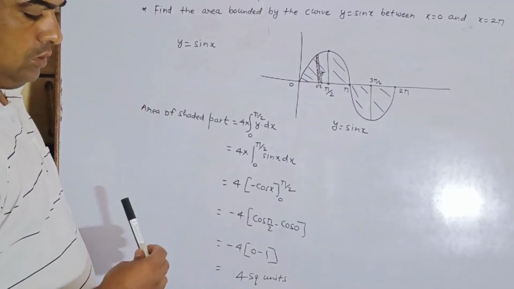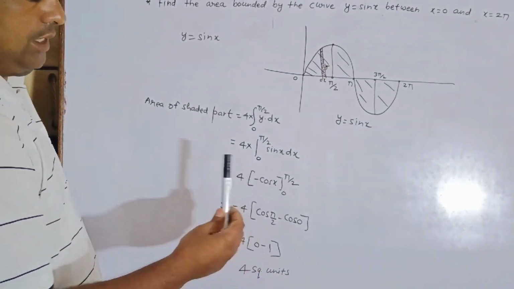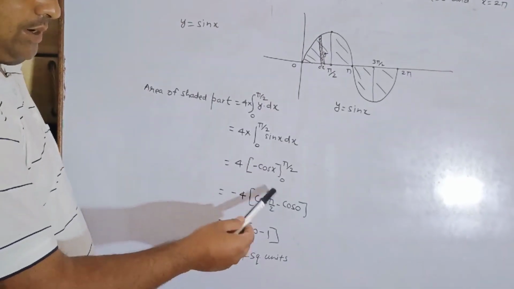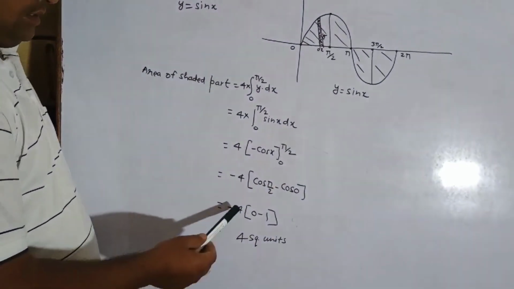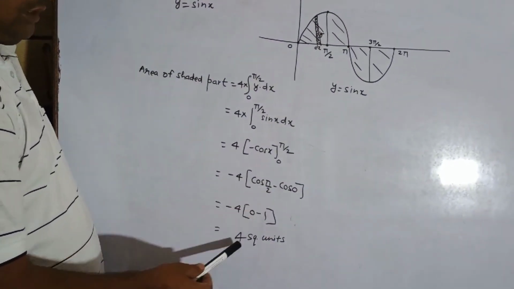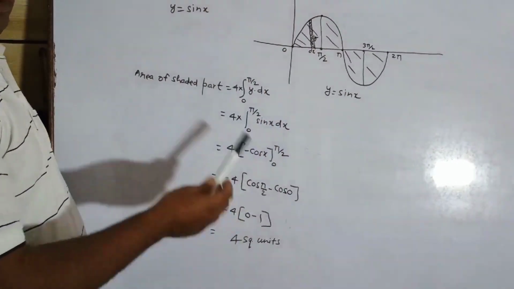This will be minus 4 times upper limit cos pi by 2 minus lower limit cos 0. Cos pi by 2 will be 0 and cos 0 will be 1, minus minus is plus, and 4 times 1 is 4 square units, meaning the area of the shaded part will be 4 square units.